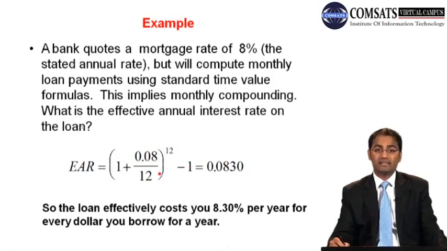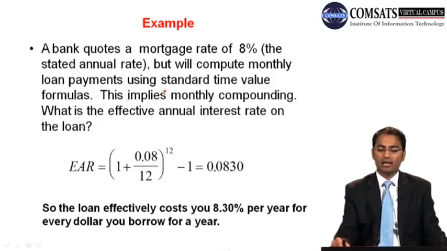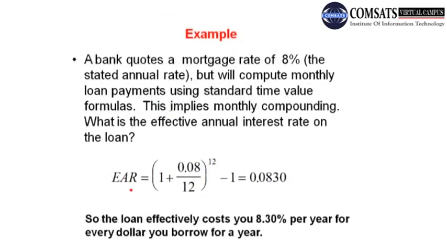Now that is called the stated interest rate or annual rate. But it will compute monthly loan payments using the standard time value formula. This implies monthly compounding. What is the effective annual interest rate on the loan? So they are saying 8%, but EAR is stating something else.